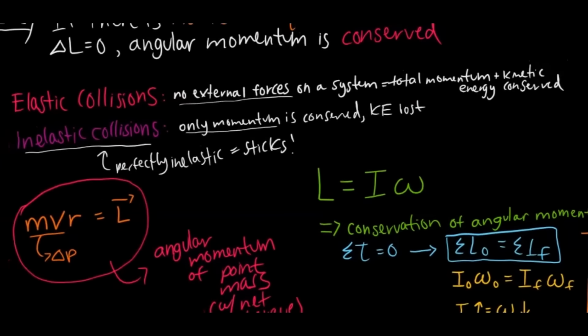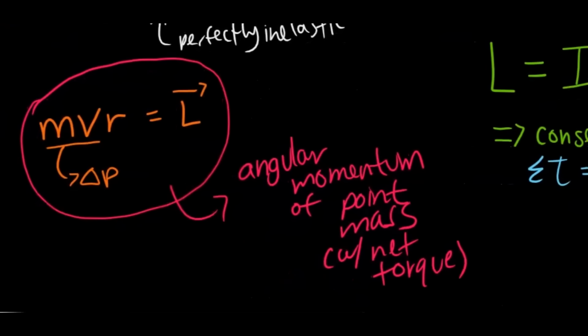Now, regarding collisions, we talked about collisions with linear momentum, so that still applies to angular momentum. If there are no external forces on a system in elastic collisions, then the total momentum is conserved and kinetic energy is conserved as well. And then for inelastic collisions, only momentum is conserved and kinetic energy is lost. And for perfectly inelastic collisions, the objects stick together, and that is the greatest loss in kinetic energy, which you can calculate.